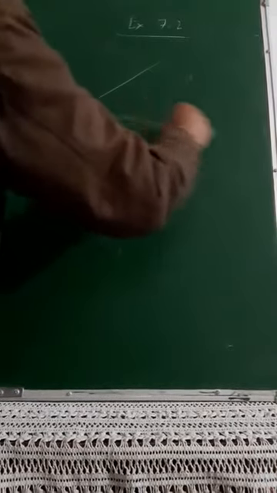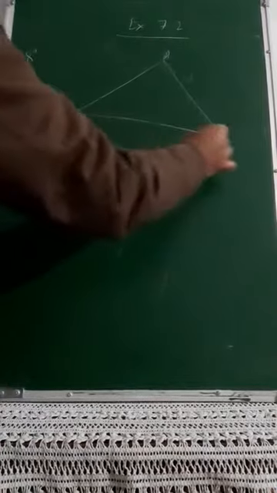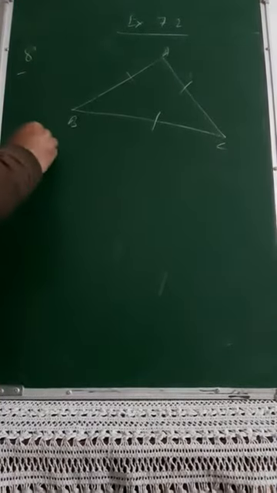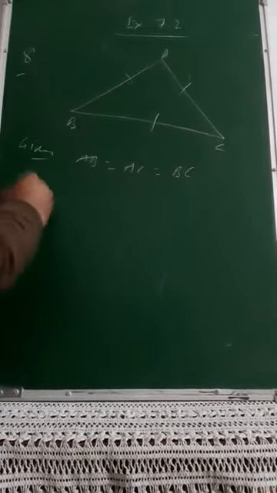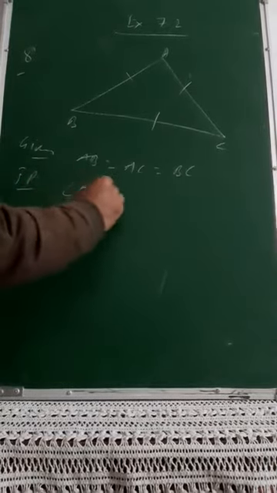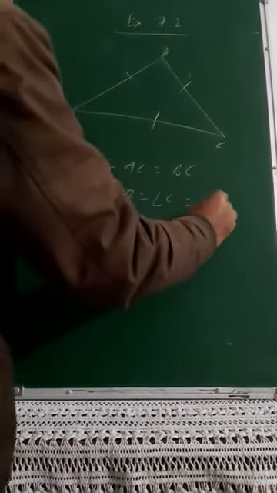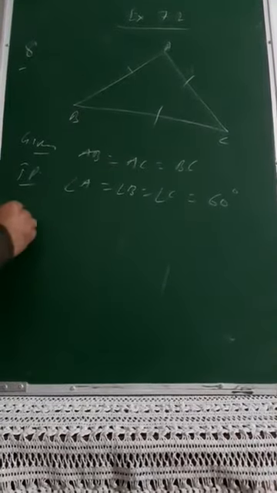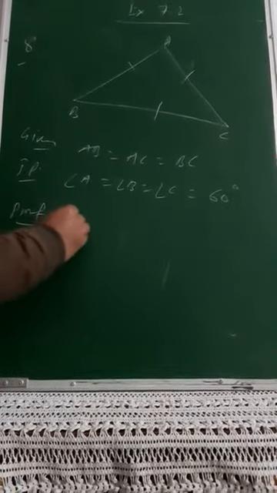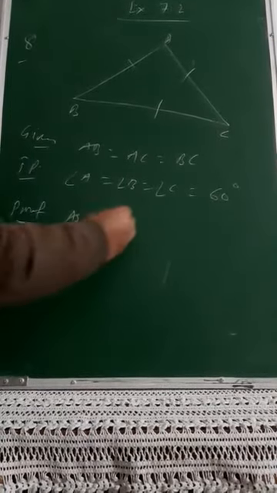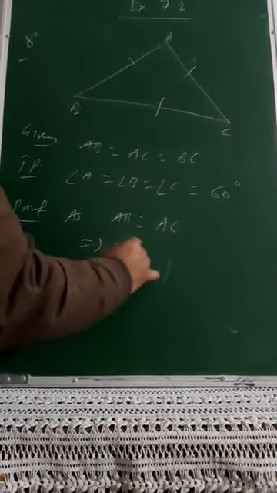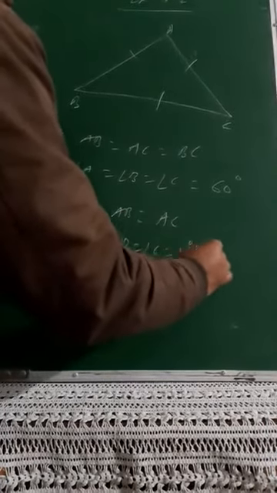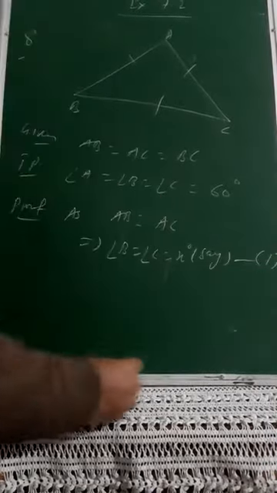Then the last question is, you are given an equilateral triangle ABC. This is given to you. AB is equal to AC is equal to BC. To prove that each angle of the equilateral triangle is of 60 degrees. Now in this proof again you apply the property of your isosceles triangle, as AB is equal to AC. So what does this imply? Angle B is equal to angle C. Again you say x and give it number 1.